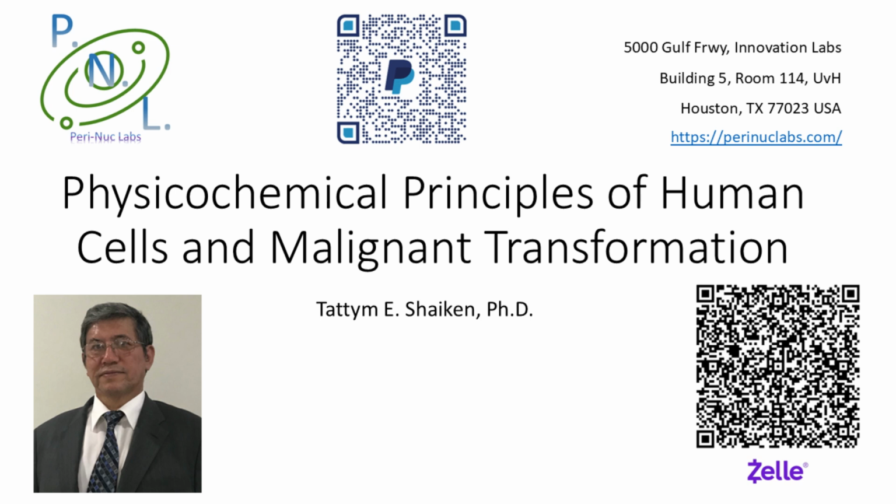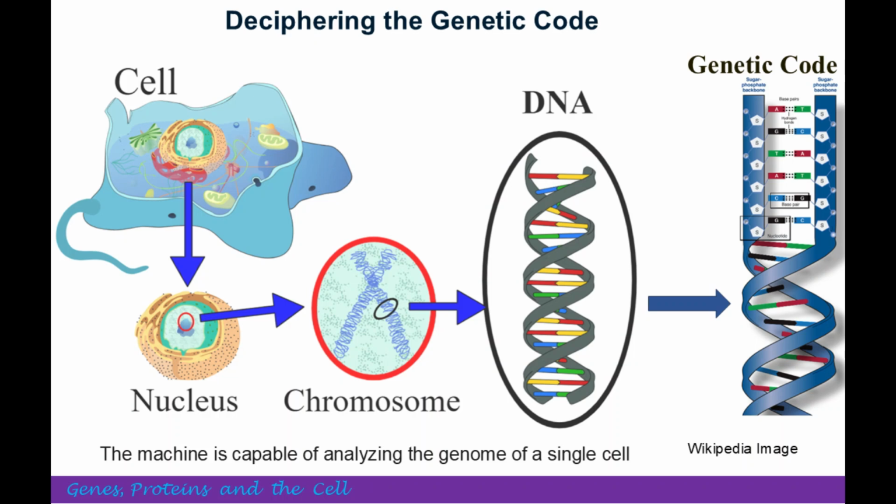Physicochemical principles of human cells in malignant transformation. We have extensive knowledge about the composition of cells, from the largest molecules to the tiniest ones. Advanced machines are capable of reading genes from a single cell. It seems that we are close to fully understanding life through the lens of biological science.